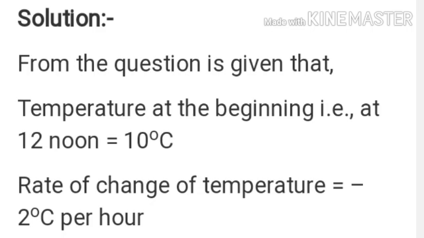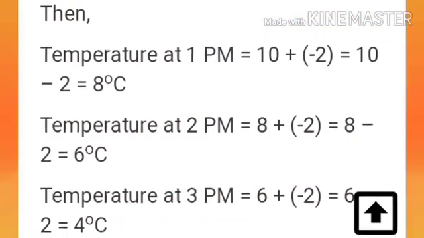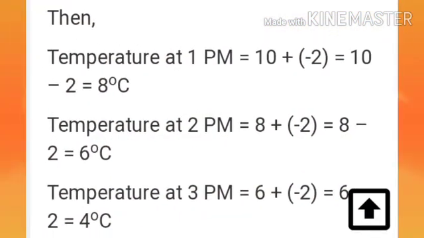Here is the solution. It is given that the temperature at 12 noon was 10 degrees Celsius and it decreases by 2 degrees Celsius per hour. Decreased means it is reducing. The temperature level was reducing. At 12 noon, the temperature was 10 degrees Celsius. Then at 1 p.m., it is reduced by 2 degrees Celsius, which is 8 degrees Celsius. Then at 2 p.m., it is 6 degrees Celsius. At 3 p.m., 4 degrees Celsius.